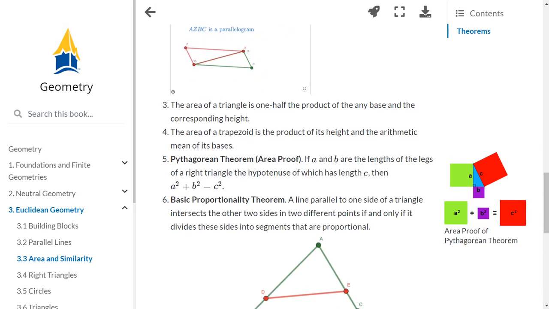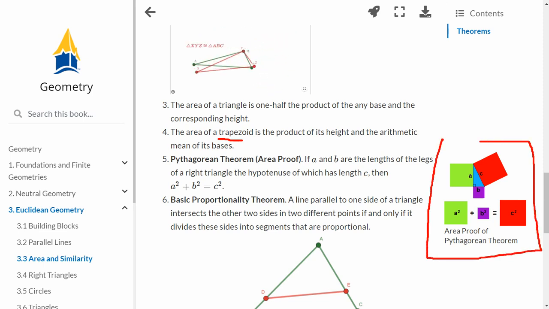So we have a couple of area proofs. The first one in this section is about a parallelogram and now the trapezoid. And then there's an area proof of the Pythagorean Theorem, which I have a video of, but you can see the illustration right here.